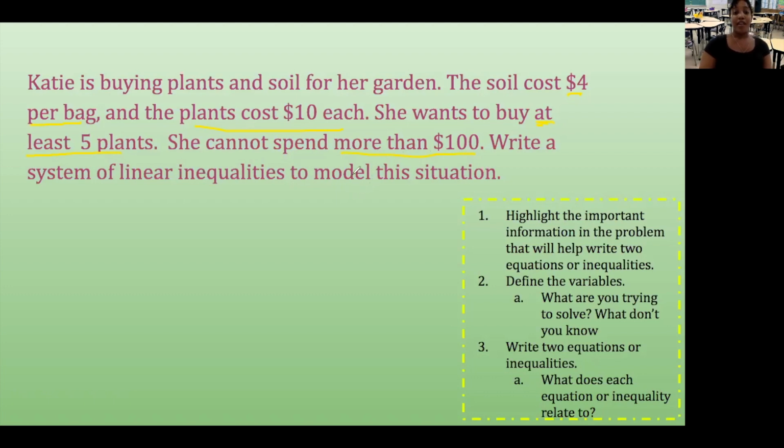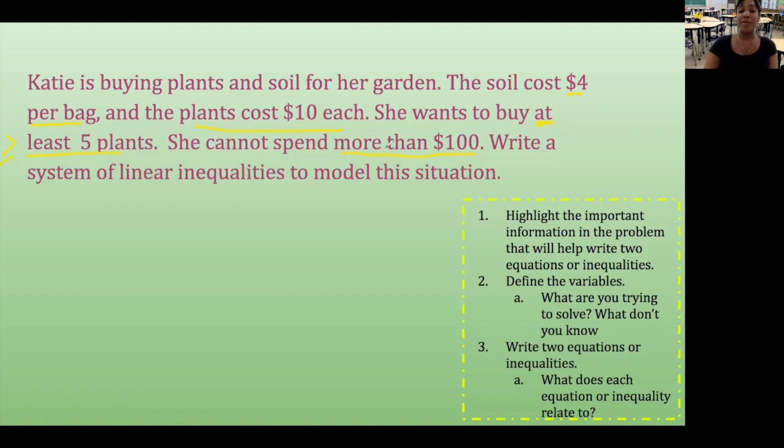So at least we said means that the number has to be 5 or higher, right? When we say at least, what we're trying to tell you is that she can buy 5 plants, or if she wants to, she could buy 6 plants, 10 plants, 8 plants. Doesn't matter, but at least 5 plants means that she wants to buy 5 plants or more. So at least means greater than or equal to, which is this symbol.